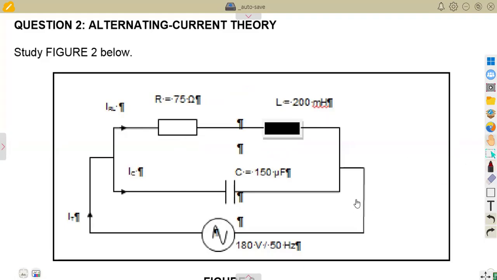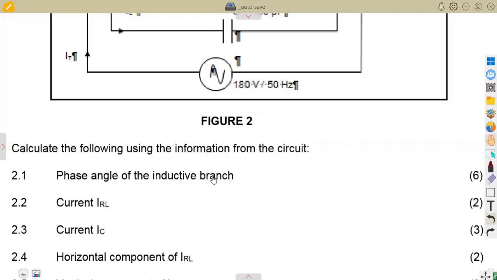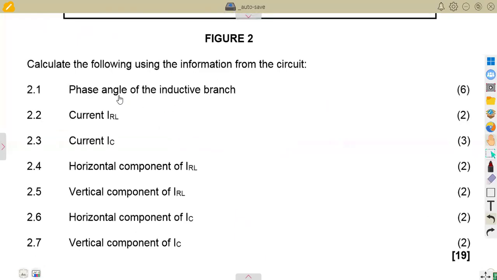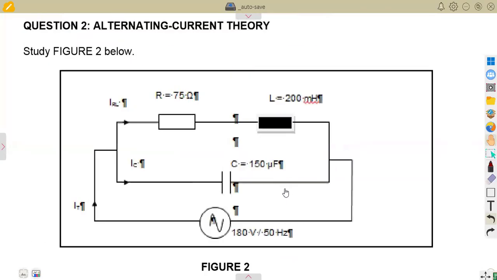That's our coil. So we are given, in this case, to calculate the following using the information from the circuit, including the phase angle of the inductive circuit. Remember, for the same circuit, they can refer to a condition when this circuit is at resonance. That's another part which is totally different. There you are taking this as a normal circuit that you are used to.